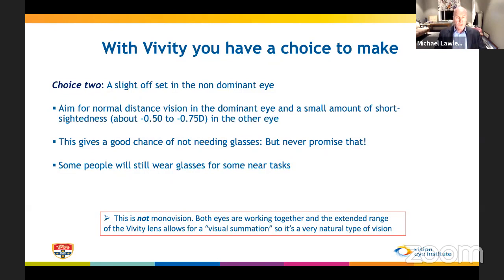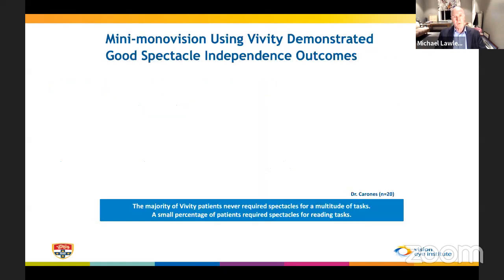And this is not monovision. This is not one eye doing one thing. Both eyes are working together, and the extended range of the Vivity does offer this visual summation. It's a very natural type of vision. And obviously choice three, which I won't go into in this talk, is if spectacle independence is the most important thing to you, then really it comes down to a Panoptix.